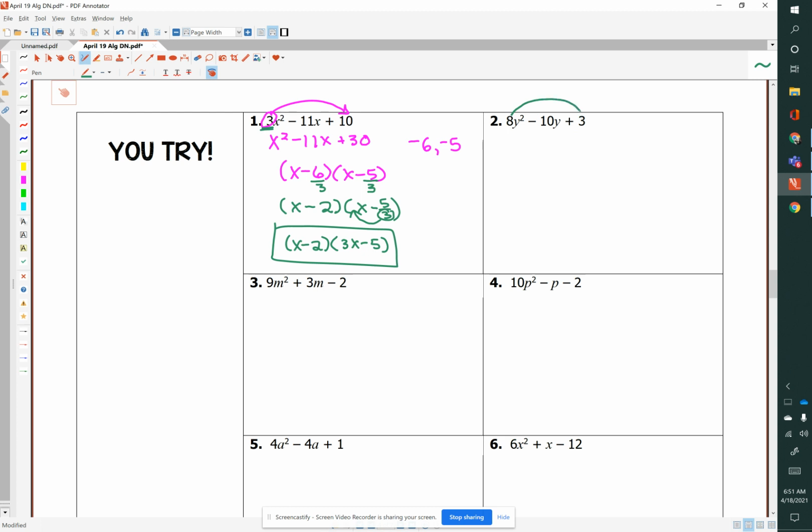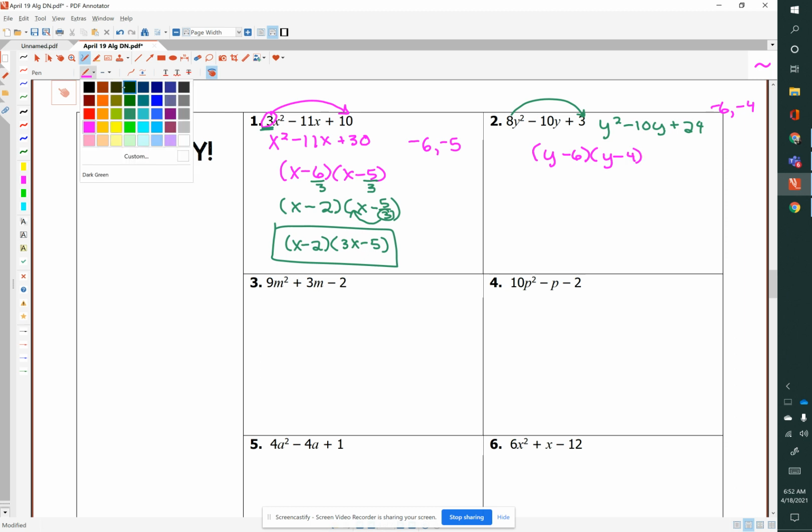Number 2, multiply. I'm going to slip the 8 next to the 3 and multiply, so I will have y squared minus 10y plus 24. I need two numbers that add to negative 10 and multiply to 24, and so I think negative 6 and negative 4. They add to negative 10 and they multiply to 24. So y minus 6, y minus 4.